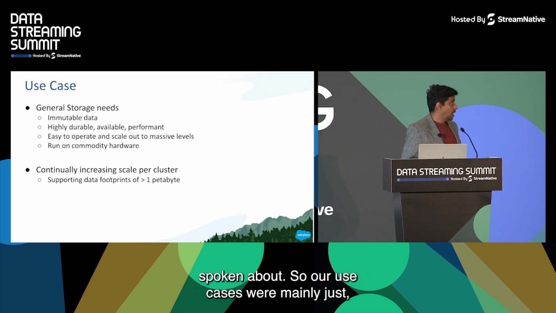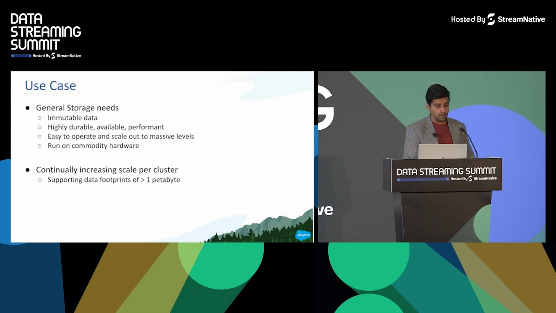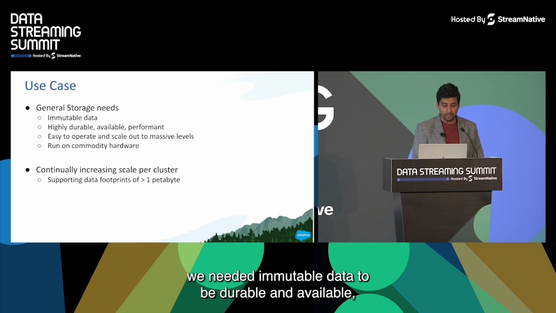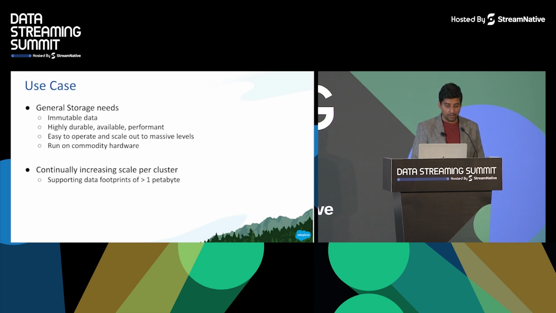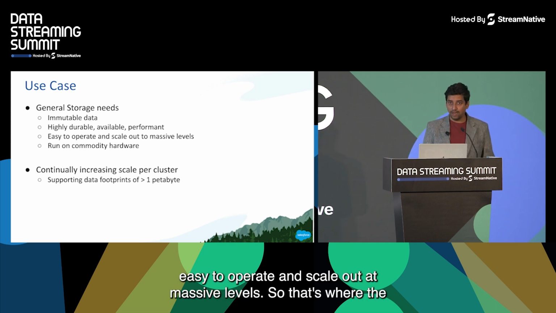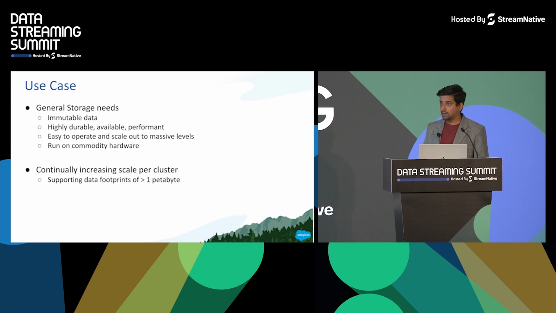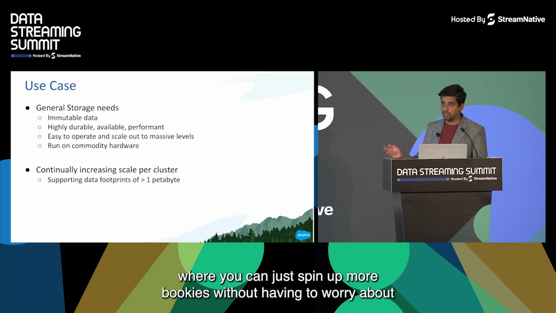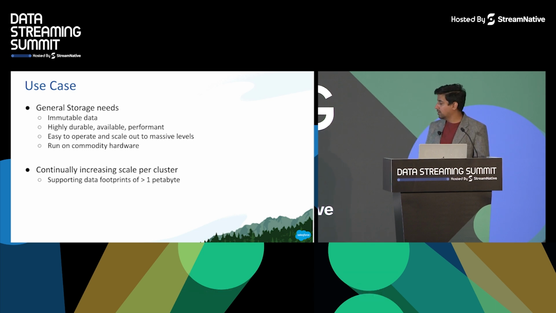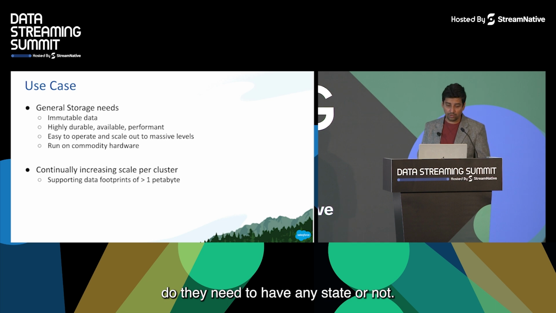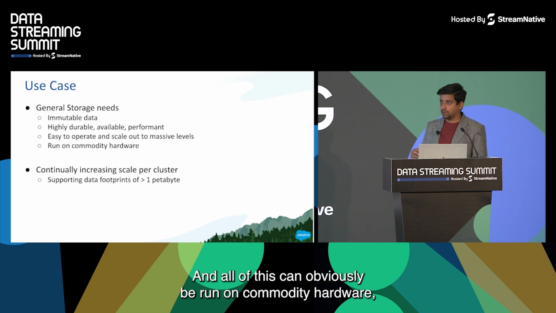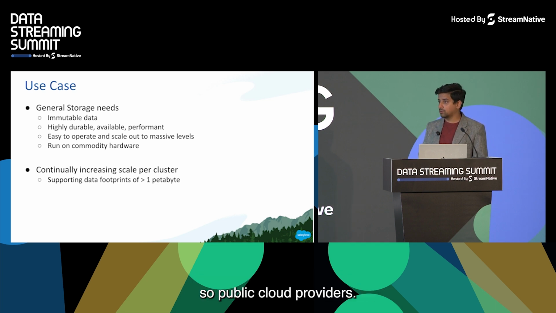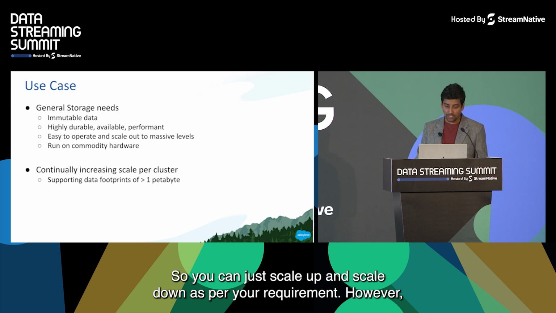Our use cases were mainly that we needed immutable data to be durable and available, easy to operate and scale out at massive levels. That's where the dumb bookie situation comes into play, where you can just spin up more bookies without having to worry about whether they need to have any state or not. And all of this can be run on commodity hardware, on public cloud providers, so you can scale up and scale down as per your requirement.